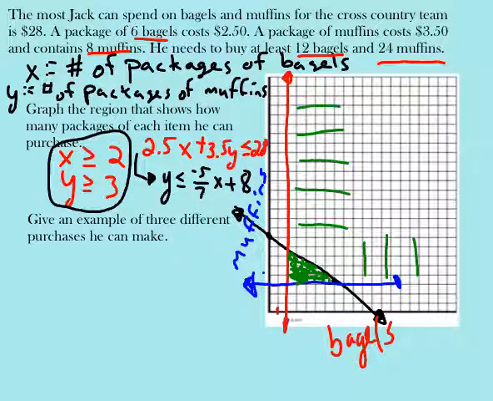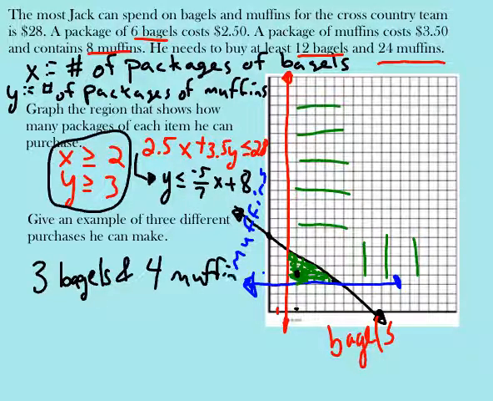Now, give an example of 3 different purchases Jack can make. Jack's the main character here. So what I would do is I go find a point up here. So I'm 1, 2, 3, 1, 2, 3, 4. So that's a point inside our solution set. Because I got my x-axis labeled there, I know that point is 3 bagels, and it's up 4, so 4 muffins. Perfect. Alright, let's go over to the right one. That's just going to be 4 bagels and 4 muffins.